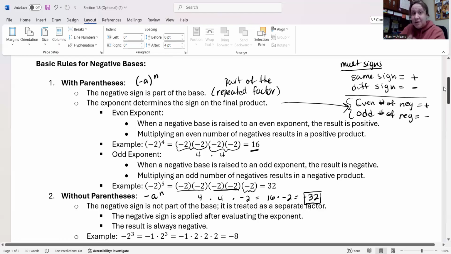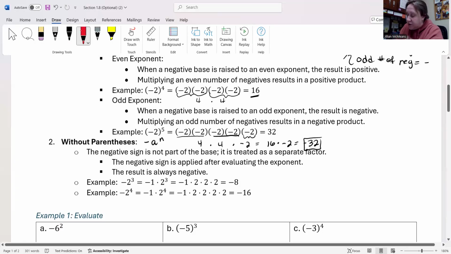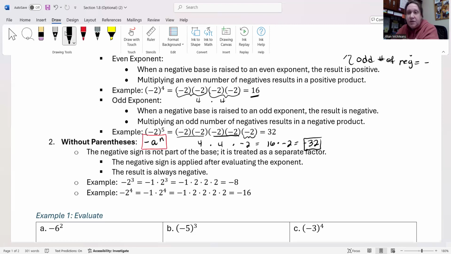Okay, now let's talk about what happens when you have a negative that is not in parentheses. Okay, so without parentheses, we have an expression. Let me put it in red. I'm going to circle it so you can see it because it got kind of grouped together with stuff. So without parentheses, we have something like -a to the n power, no parentheses to be seen.